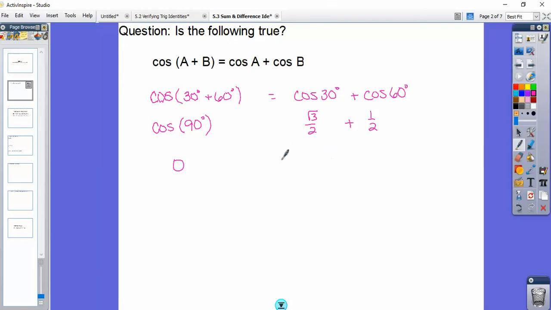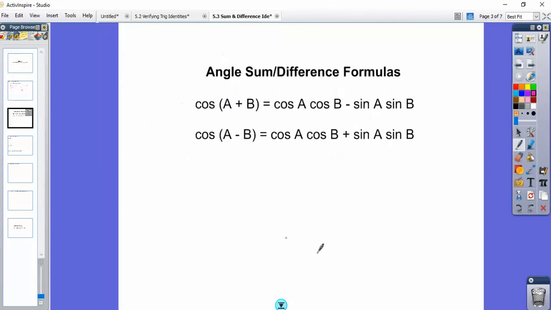Should be pretty obvious right now. You can't do a whole lot to add those together. You could make one fraction if you wanted. But regardless, that is not the same as the cosine of 90, which is 0. So in general, if you have the trig function and in your angle, you have pieces added or subtracted, you cannot just distribute your trig function.